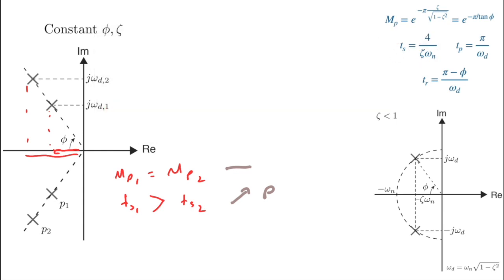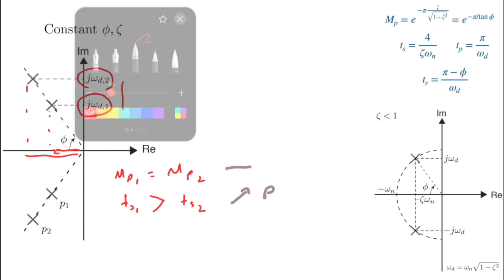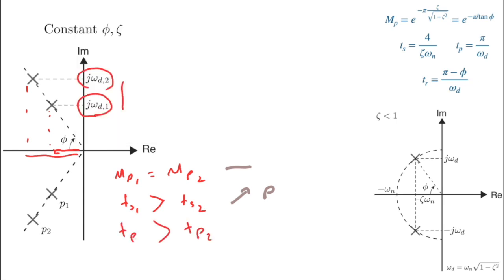What about peak time? As you can see, it's pi, which is constant, divided by omega d, and omega d is the damped natural frequency, which is equal to the projection of the pole on the imaginary axis. From here to here, I increase omega d, which means that the peak time is also decreased, similar to the settling time. So TP2 is less than TP1. In general, reaching any milestone, such as settling time, rise time, or peak time, in a shorter time is good for transient response, which means I'm reaching thresholds faster, which is always good. So the performance is also increased if I move from this location to this location. We have peak time improvement and settling time improvement.